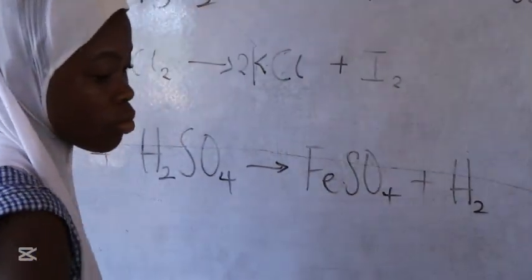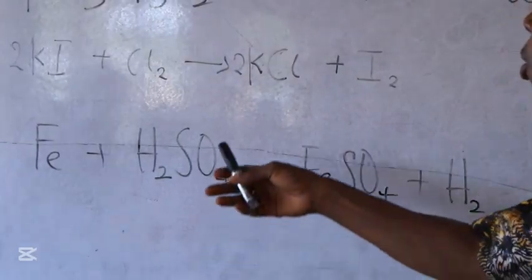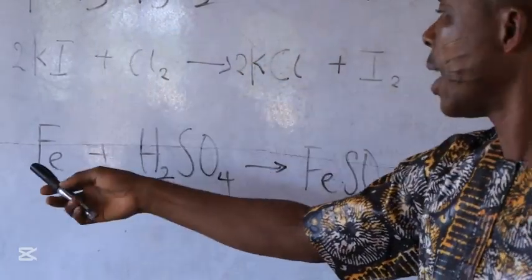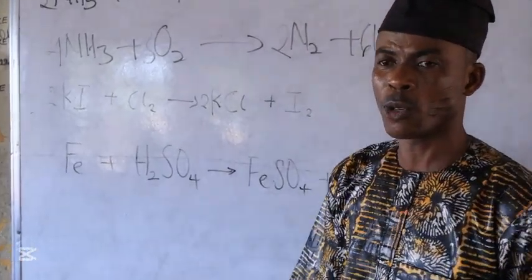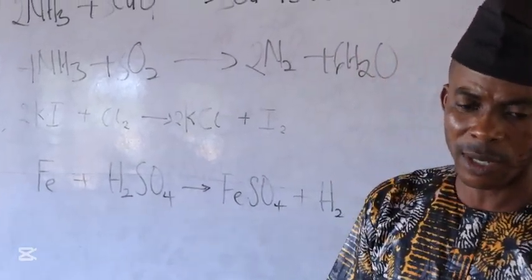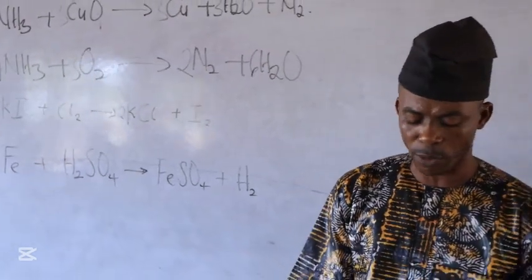So please clap for her. So this is also a displacement reaction. Iron will displace hydrogen. So the products will be iron 2 tetraoxosulfate 6 and hydrogen gas.